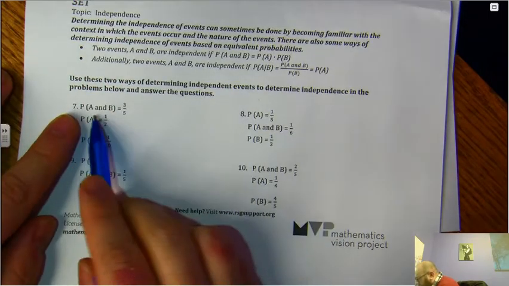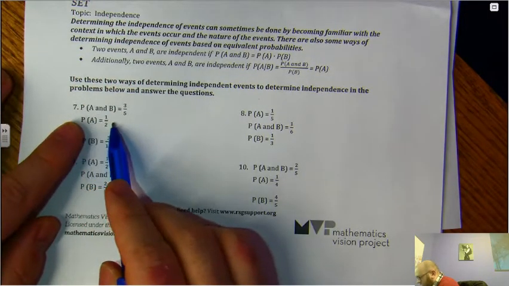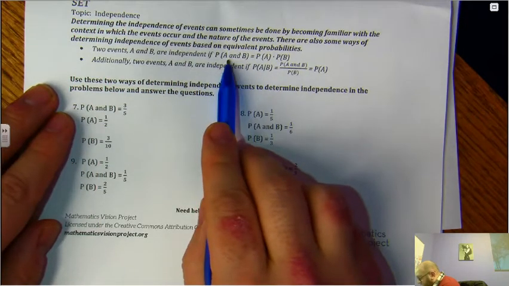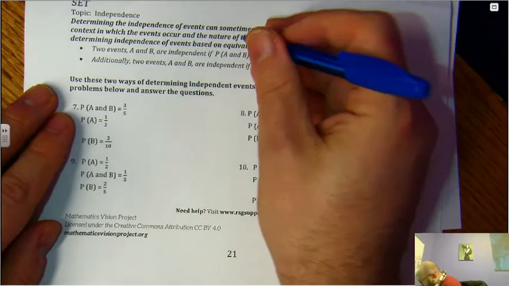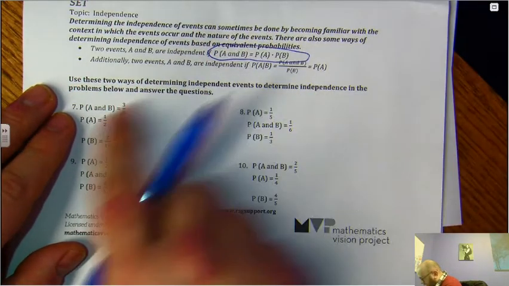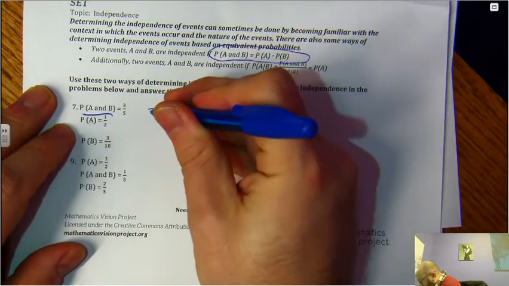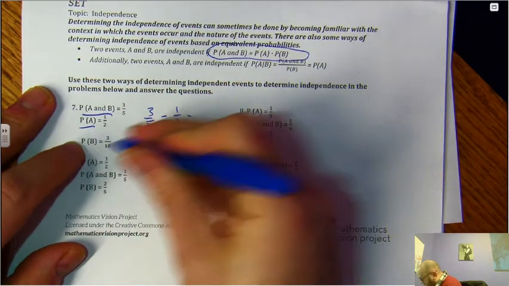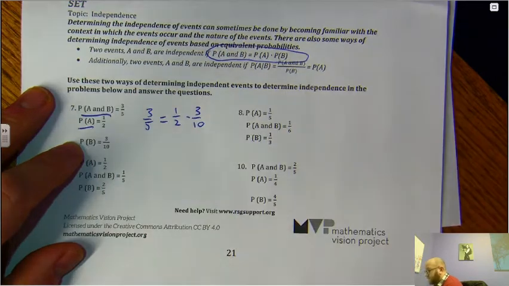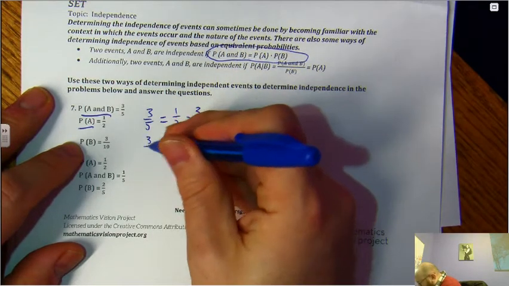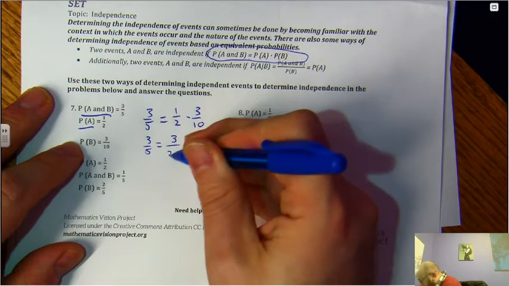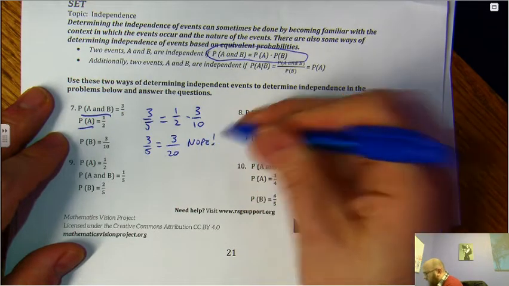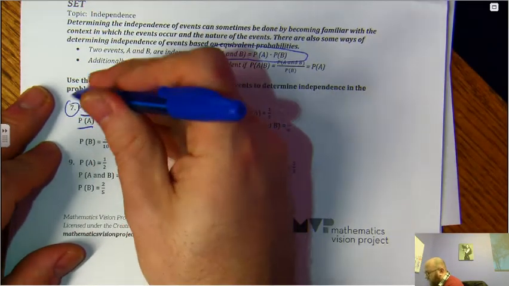We've got the probability of A and B is 3/5. The probability of A is 1/5. The probability of B is 3/10. So if this is true, I'm looking at my first possibility. The probability of A and B, that's right here, so 3/5 equals the probability of A, right here, times the probability of B, right there. Now, is this a true statement? Let's find out. So 3/5 equals 3/20? Is 3/5 the same thing as 3/20? Nope, these are not the same. So are they independent? No, I would say these are dependent.